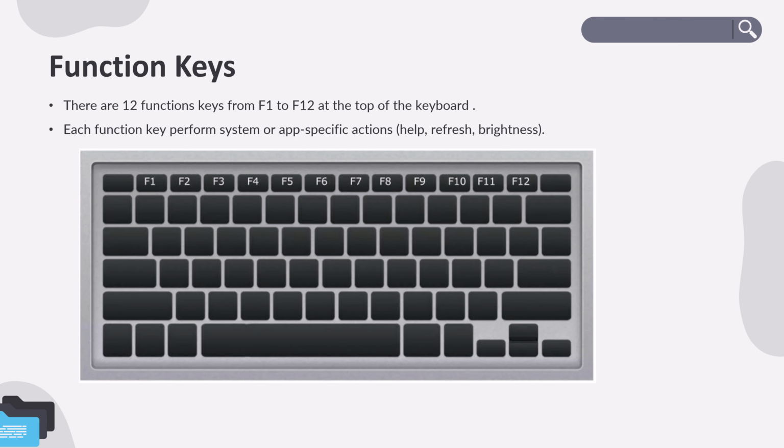Let's check function keys. There are 12 function keys from F1 to F12 at the top of the keyboard, and each function key performs a system or app specific action. For example, if you want to refresh, you press F5. There are also keys for help, for brightness, and many other functions. So each function key has its specific action to perform on your computer.